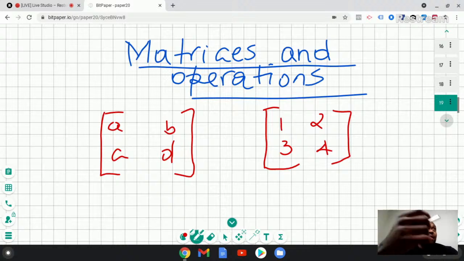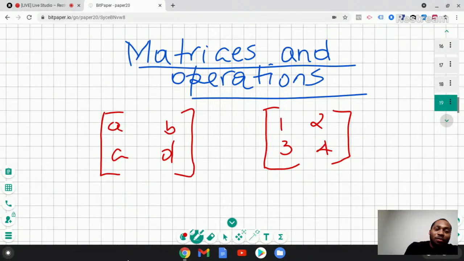I'll start by telling you guys how you name those terms that are in the matrix. What I have here is a 2 by 2 matrix, 2 rows and 2 columns.